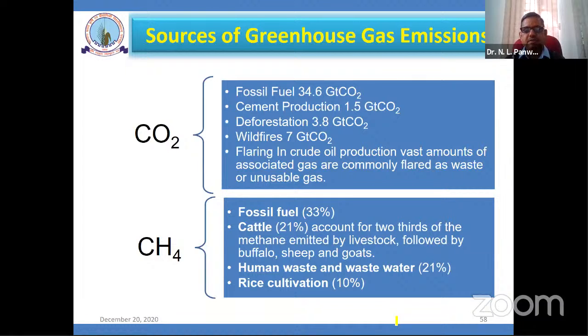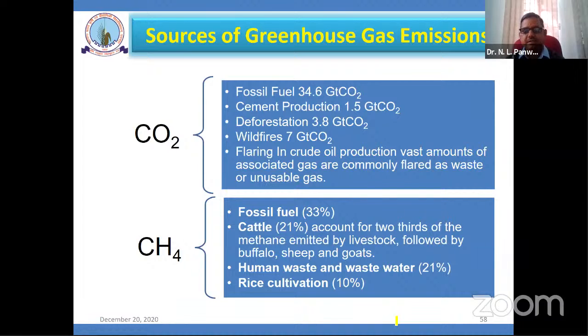And fossil fuels contribute 33% of the methane emissions. Cattle contribute 21%. If you compare the study released by the ICAR, grazing animals emit less methane as compared to dairy cattle, because dairy cattle lie in one place only, they hardly move 500 meters or so. But grazing animals are continuously moving, so they have lower methane gas emission. Methane is mainly emitted by livestock, followed by buffalo, sheep, and goat. So cattle are the major contributor, 21% methane.